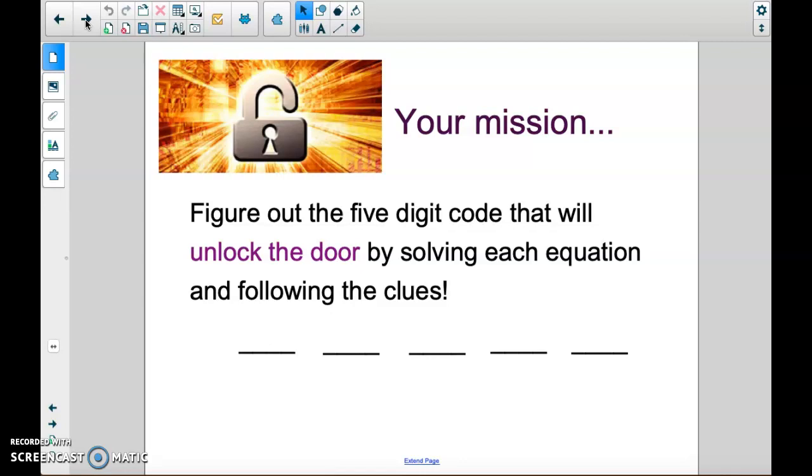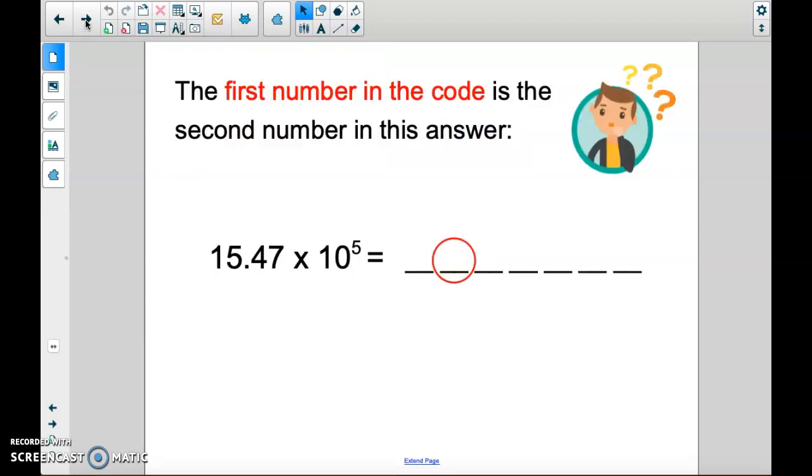All right, so sounds pretty intense. I hope you guys are able to make it out alive. Let's look at the first one real quick. The clue is that the first number in the code is the second number in the answer. So your equation is 15 and 4700 times 10 to the fifth. Once you solve that, whatever the second number is, that's going to be the first number of the code.